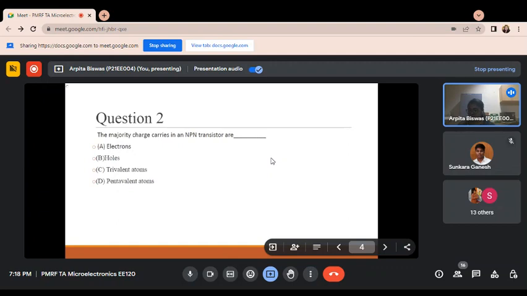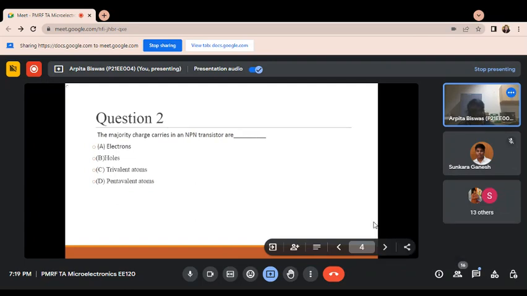And I know some of them are very good in this subject, and some students are coming from a BTech background, or someone is coming from MTech or something else. So we are starting this session from the very basics, so that if someone does not have much knowledge of this subject, we can help. Okay, Sunkara Ganesh, NPN and majority is electron. Okay.